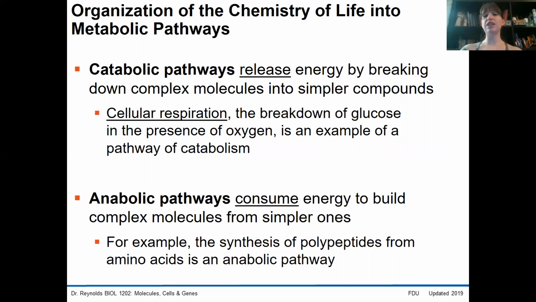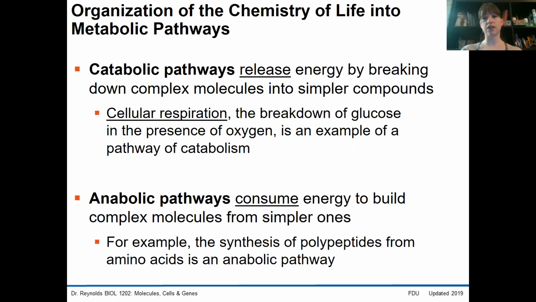Catabolic pathways release energy by breaking down complex molecules. The same principles apply. You use an enzyme at each step as you systematically break the molecule down. But as with cellular respiration, we're going to be going from a large molecule of glucose, utilizing oxygen in the process, and releasing energy in the end as one of our products. It's an example of catabolism that we're going to be looking at in more detail in our next class.